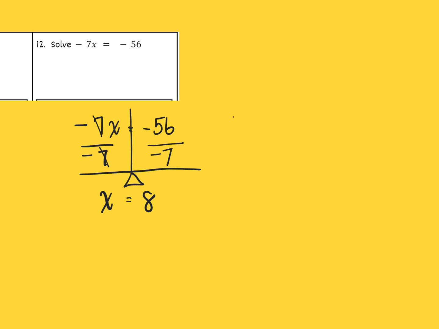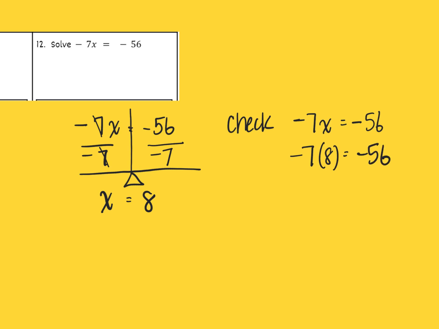Now let's do our check. Rewrite the problem: negative 7x is equal to negative 56. If we substitute x with 8, we would get negative 56, because a negative times a positive is going to give us a negative number, which goes there. And our check works.